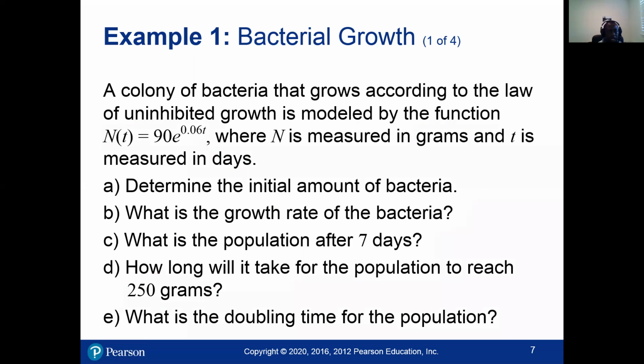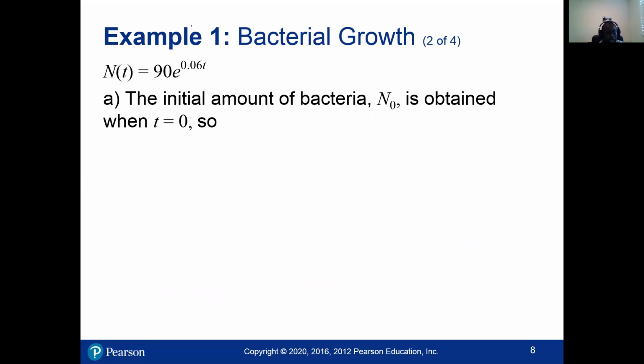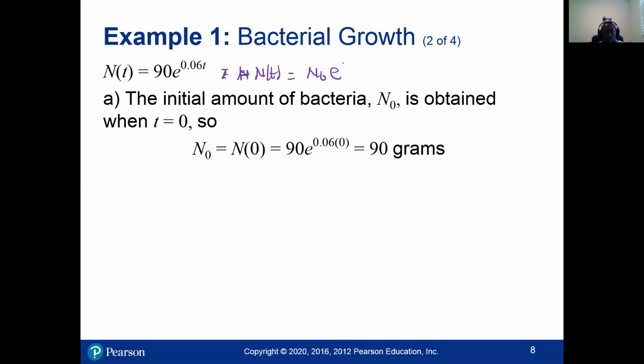Okay, so let's take them individually. First, the initial amount. We are given this model. If you compare this to N of t, N of t is N naught e raised to kt. Now you notice that N naught is the initial amount. So if you compare this to the given function, it is going to be this value here, which is 90 grams. Okay. So we can substitute t into the function.